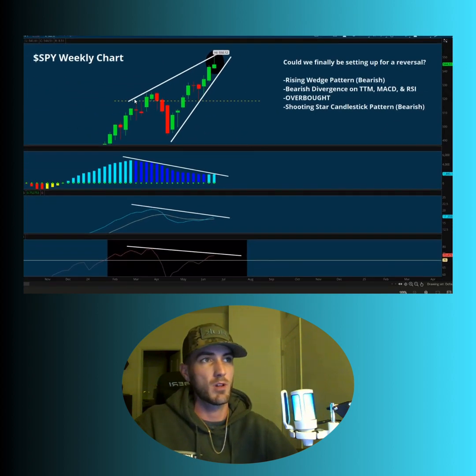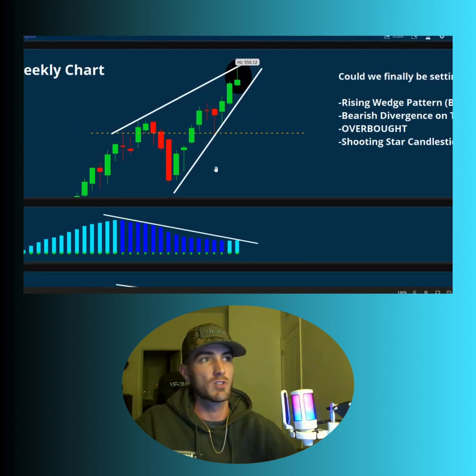You can see here by plotting your higher highs with the upper trend line and higher lows with the lower trend line here, we have a rising wedge chart pattern forming. Typically, these break out to the downside. So we're getting really tight here. Could see that finally break out. And a good signal that that's coming is, I think, this shooting star candlestick pattern.